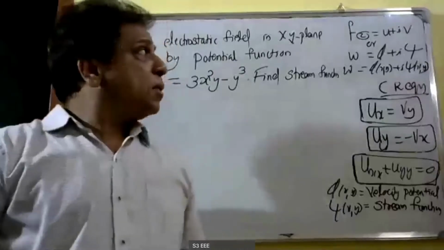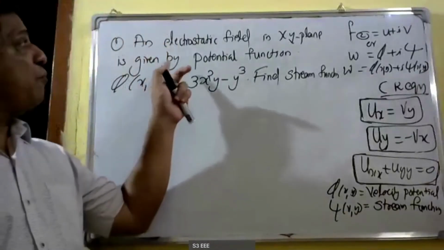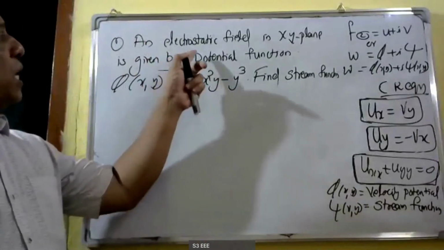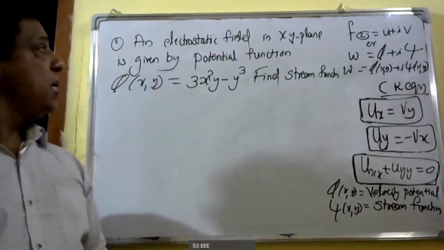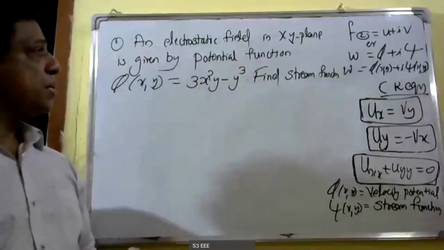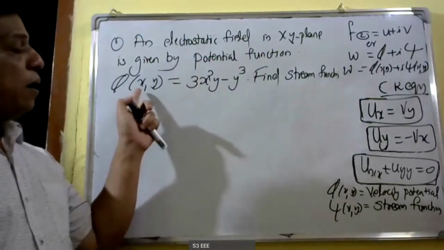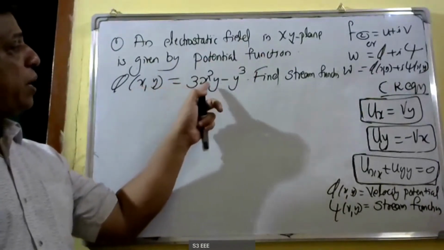Good morning, students. Today we will discuss a real-life problem. An electrostatic field in XY plane is given by the potential function phi of x, y is equal to 3x squared y minus y cubed.